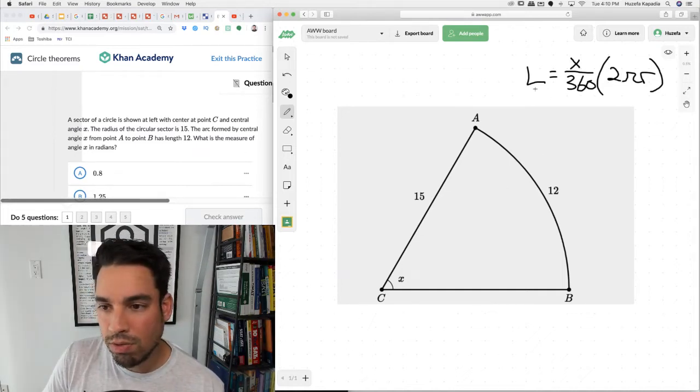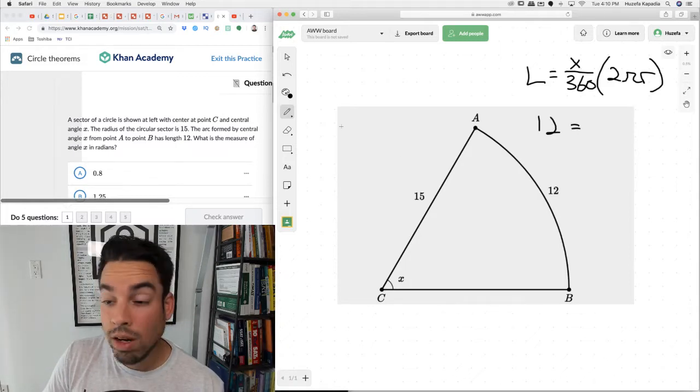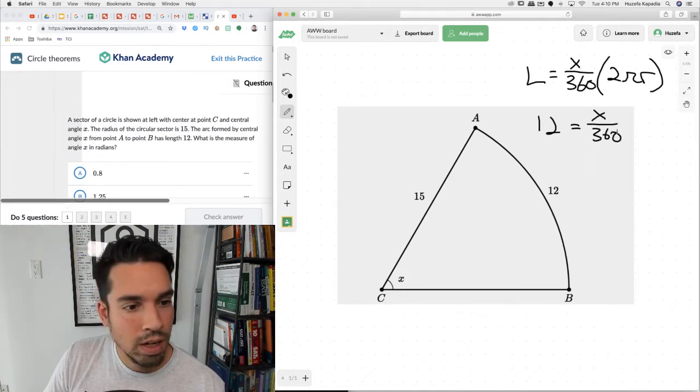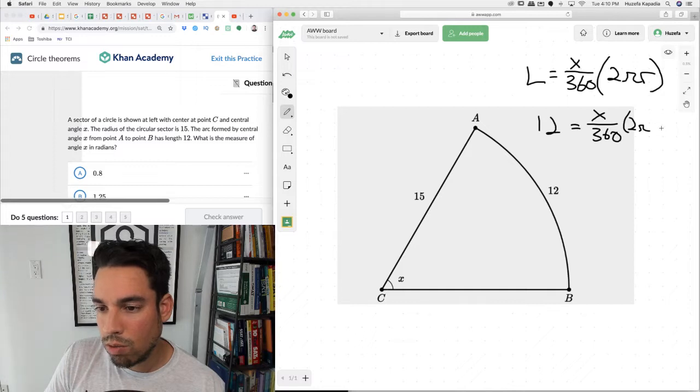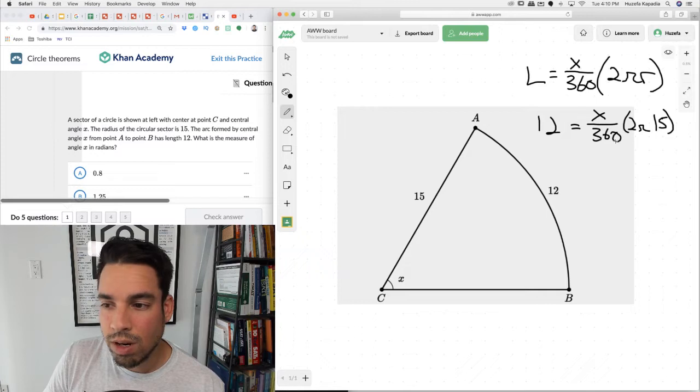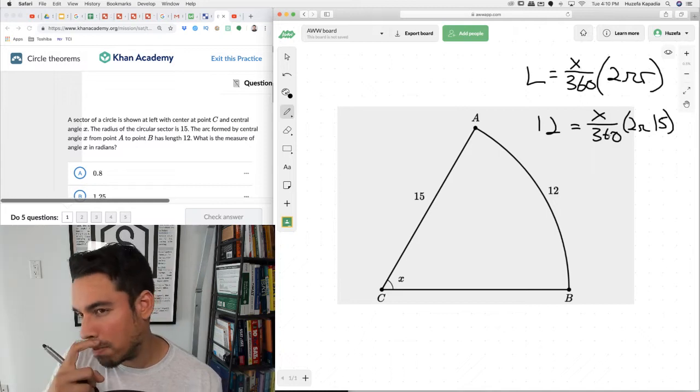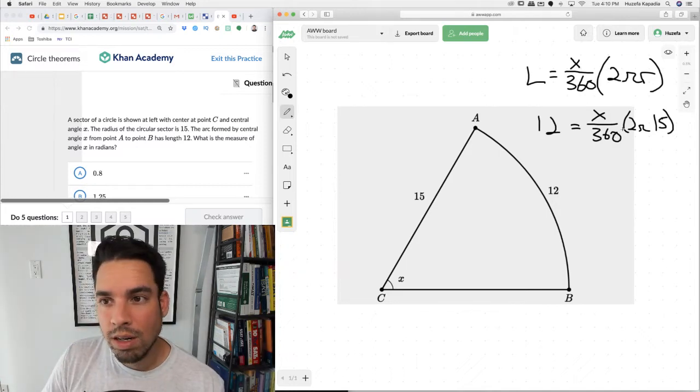Now let's see if we can plug stuff in. Well, we know the length of the arc is 12. This is a no calculator section. We don't know the angle. That's what we're trying to find. And we've got 2 pi, and then the radius is 15. Okay, now we got a nice little problem here, and we just got to solve for x. The only thing I don't like is this pi value, because we're going to have to estimate, which is kind of weird. I feel like they normally don't make you multiply out pi on the SAT no calculator section, but probably just estimate 3.14.